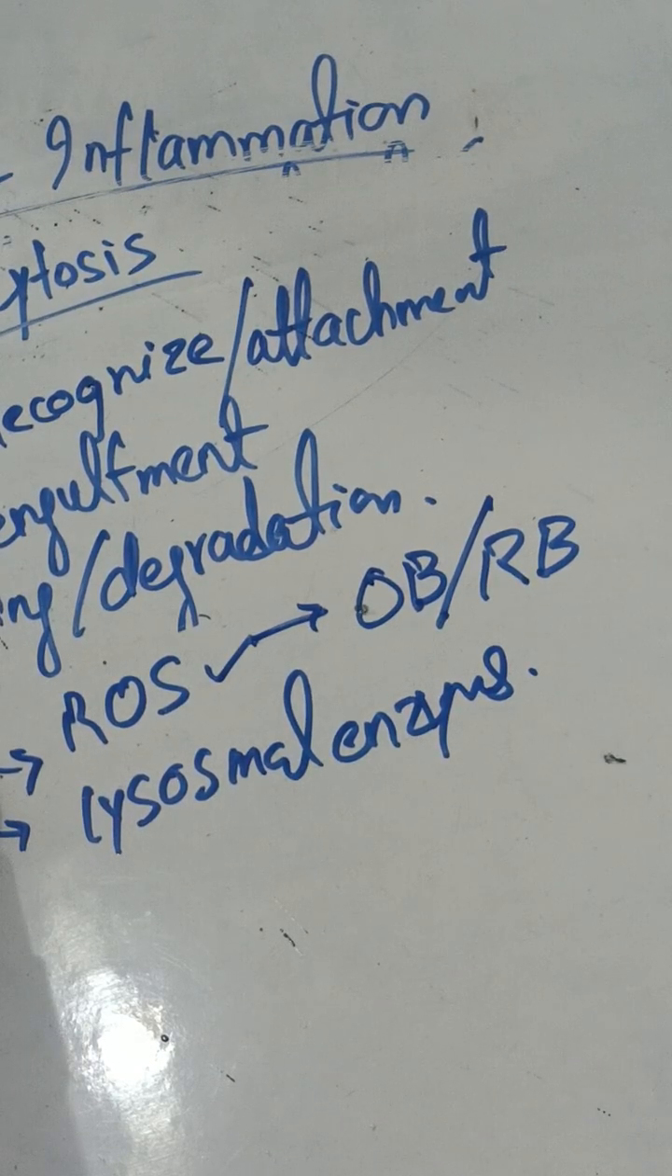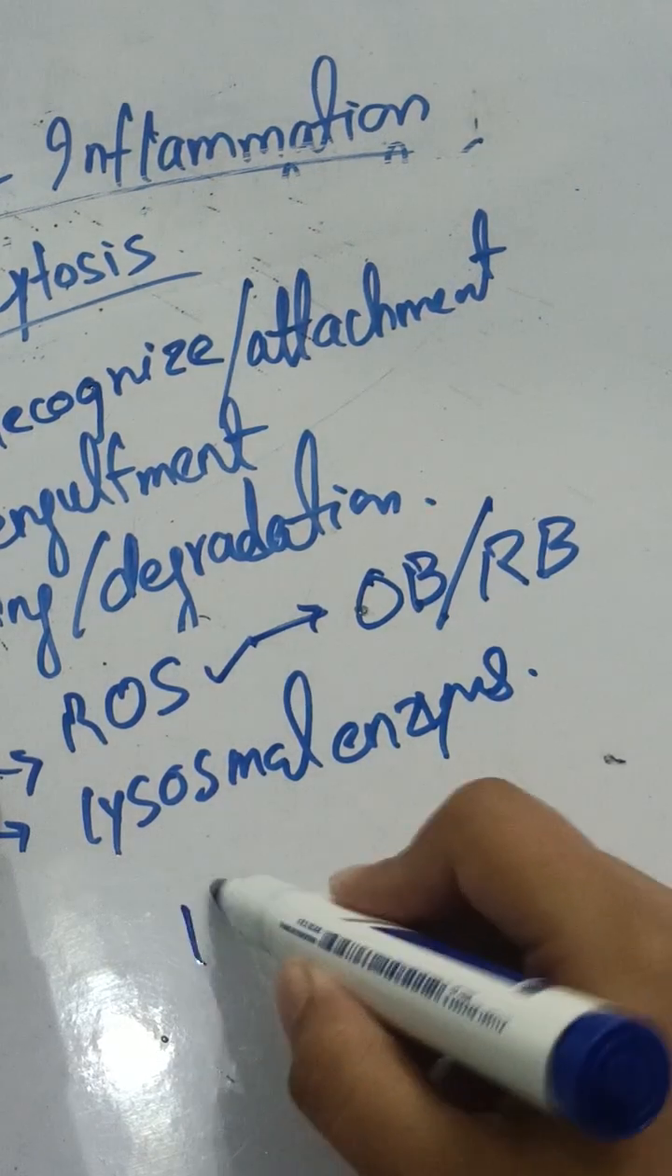So how will they occur? Actually, oxidative burst means there is an increase in oxygen usage, or an increase in oxygen consumption, due to which there will be more and more breakdown of glycogen, and more glucose will oxidize, and that will result in the production of reactive oxygen species.